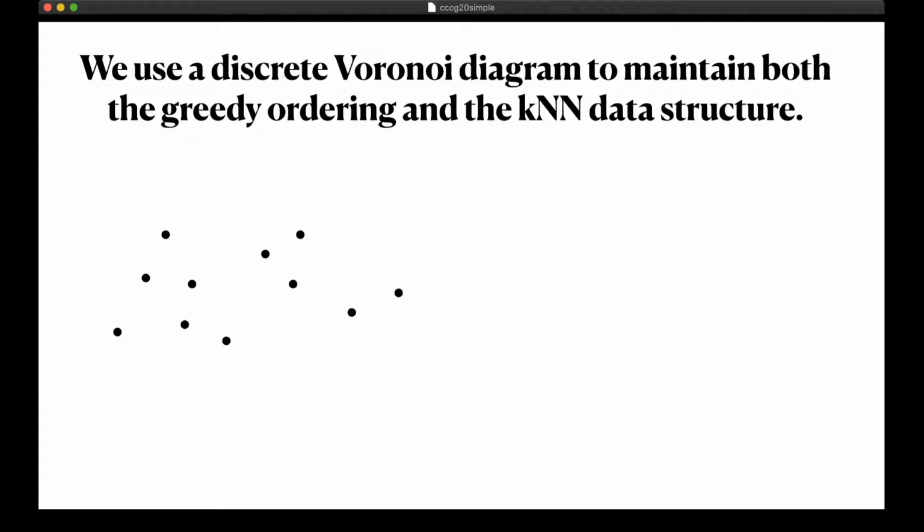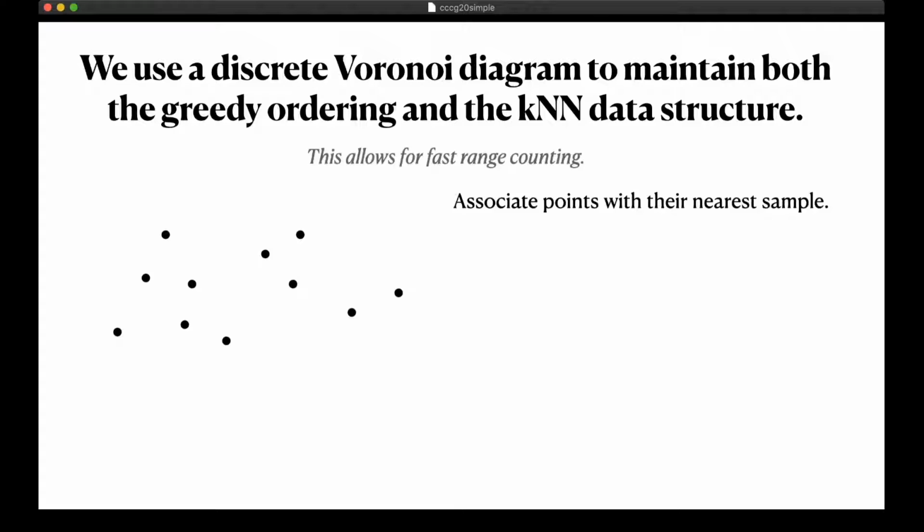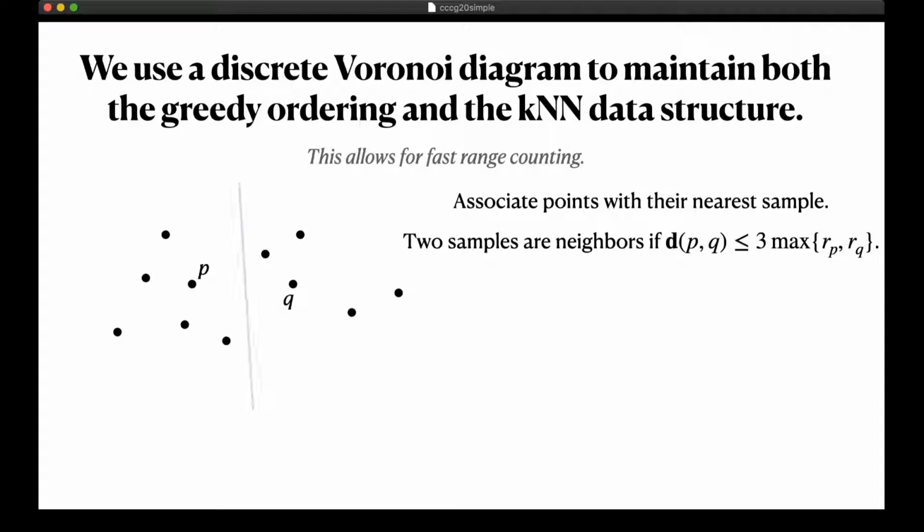The data structure to implement this efficiently is based on a kind of discrete Voronoi diagram. The points are all associated with their nearest sample, and two samples are going to be neighbors if their distance is less than 3 times their maximum radius. So here's 2 points, P and Q. You can think of abstractly their Voronoi diagram partitions the points, and everyone is associated with their nearest sample. And the farthest of these points to P determines its radius, and the farthest of the points in Q's cell determines its radius. And so we can decide whether or not P and Q are neighbors.